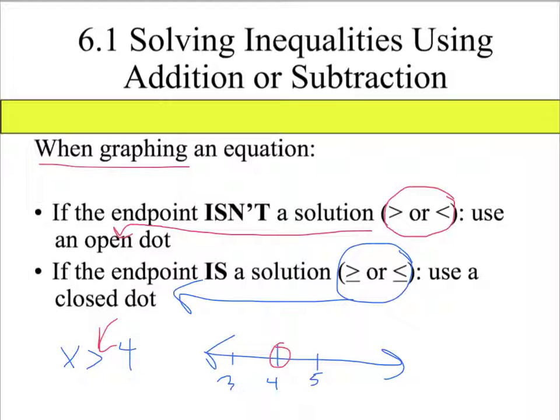Now, which way do I shade, though? Would I shade to the right, or would I shade to the left? Well, we're talking about greater than, so I would shade to the right. Or you can do a little arrow that way to make it nice and easy. Now we're going to get into a couple of graphed problems. So let's go over a couple of graph problems.